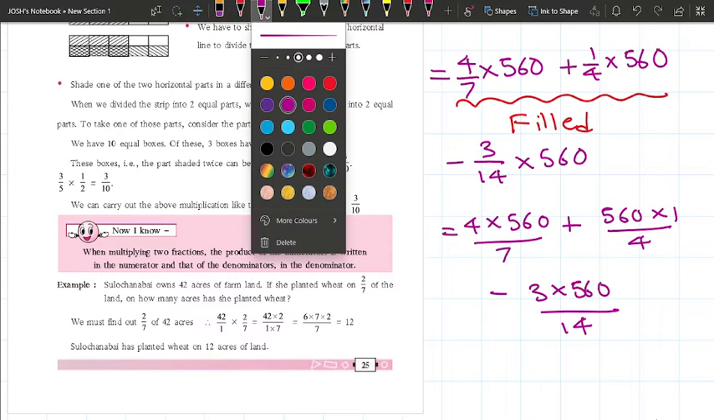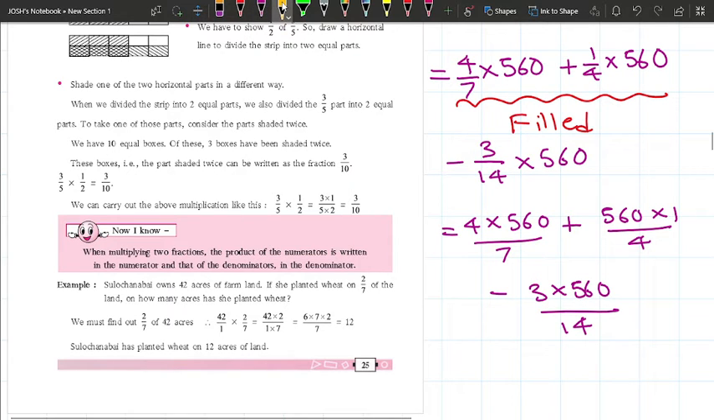So now you can carry out this division. Let us divide 560 and 7. 7 8s are 56 and you have 0. So you write 0, you get 80. So you get 4 multiplied by 80. What we did is we divided 7 and 560. You can divide 4 and 7 as well.